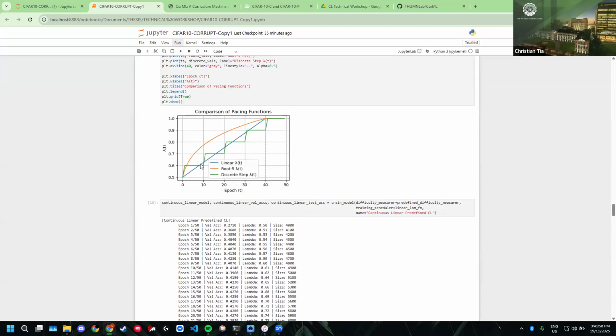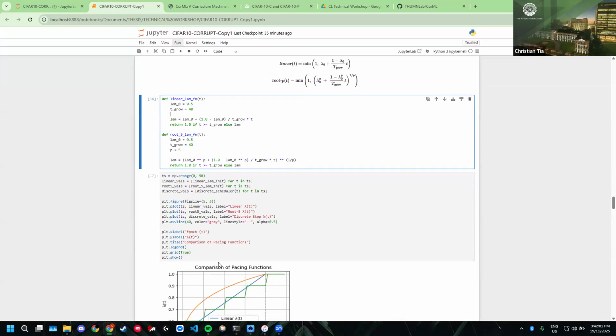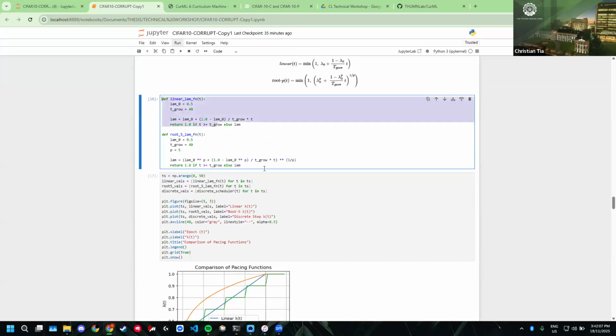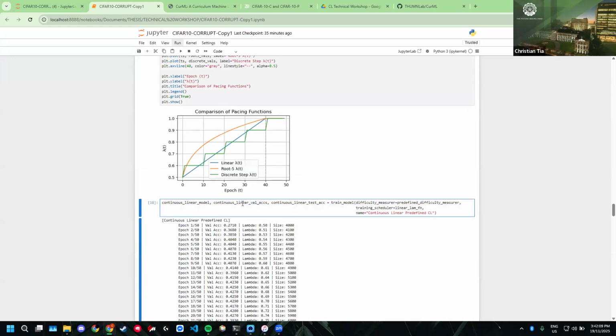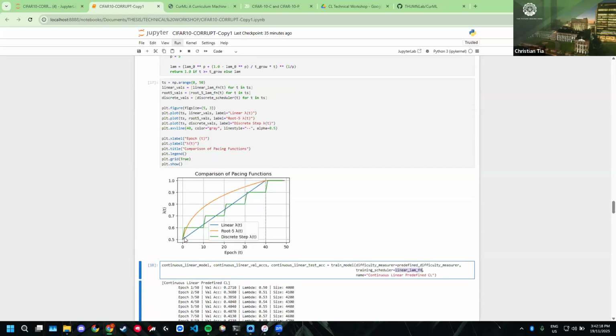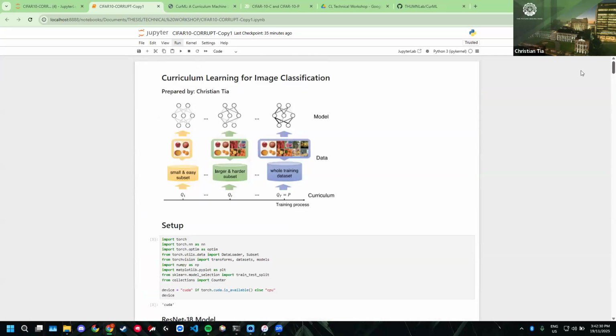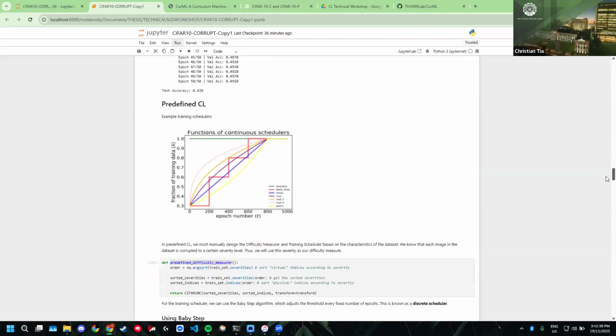And this is our discrete step that we used a while ago in our first example, the baby step. You can see that it follows this stair-like shape. And then we also have the linear function that we defined here. So this block right here would call the train model function with the linear lambda function. Previously we used the baby step, now we are using linear, which is this one. So if you look here, we're adding images much more steadily per curriculum step, or per epoch, as opposed to the previous example of baby step.